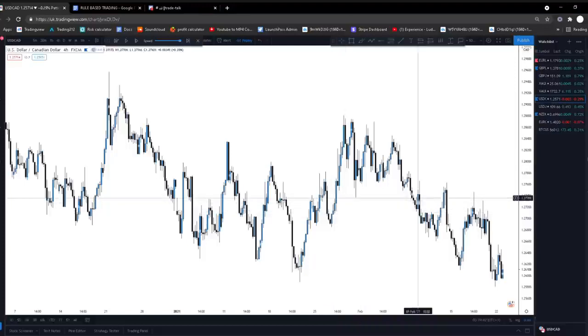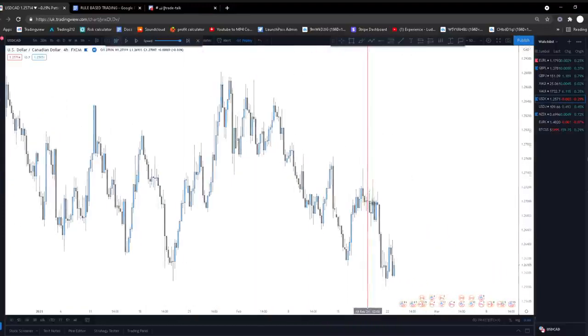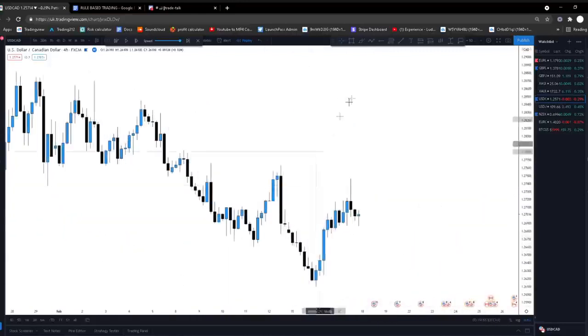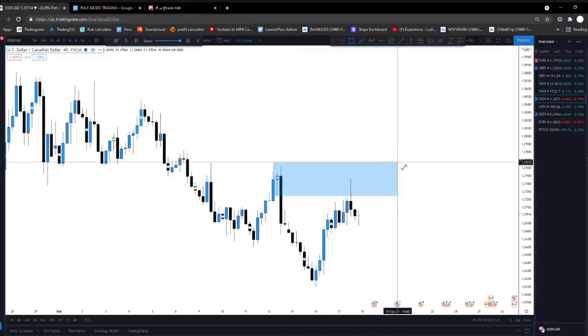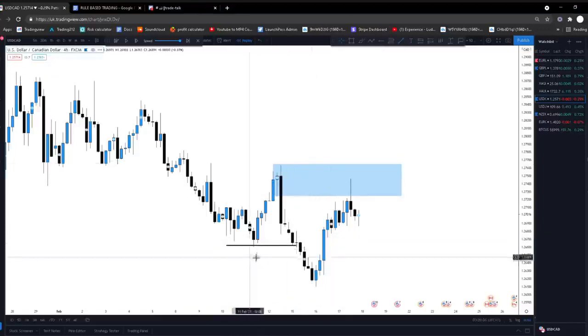Then we look at our supply and demand zones, right? So what we have here is a clear area of supply. Why? This order block is valid. So if I show you, we have this order block here, right? This order block is valid. Why? Because it broke structure, number one. So it broke through this level of structure, right?